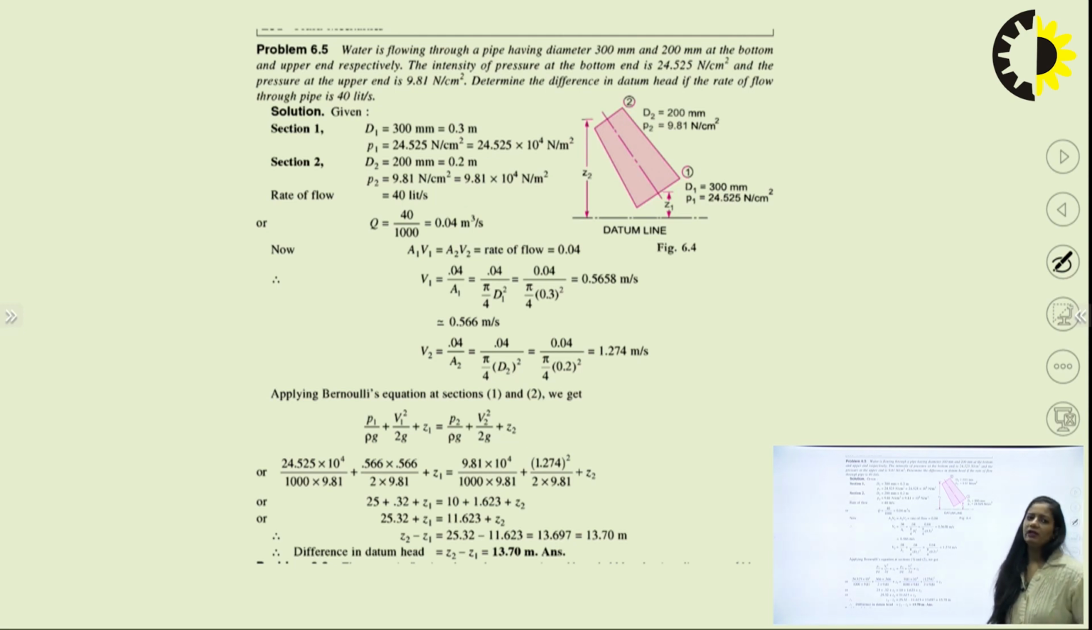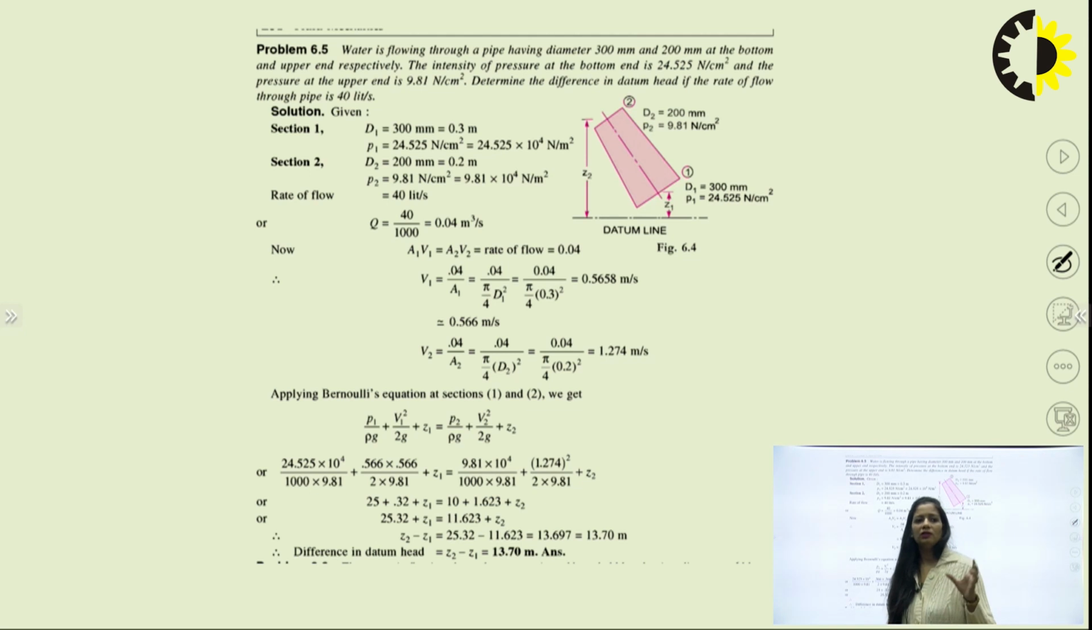So this is how we can calculate any kind of problem. In the chapter on the Bernoulli equation, all the formulas, all the equations are actually identical.